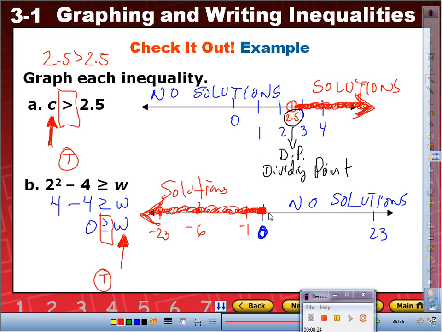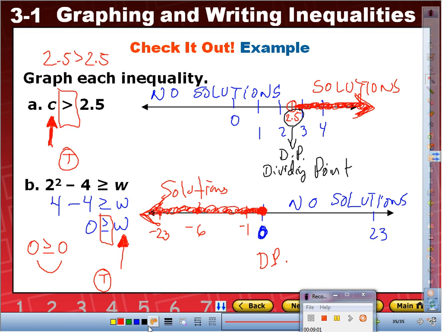However, look at this one. Is this one included? Yes. What number is it? 0. So let's see. Is 0 greater than or equal to 0? Is 0 greater than 0? No. However, is 0 equal to 0? Yay, that's true. That's why this one is included. That's why we make it a solid point. Everybody got it? Good. And once again, what is this called? The dividing point, because it divides the number line into two sections, solutions and no solutions.